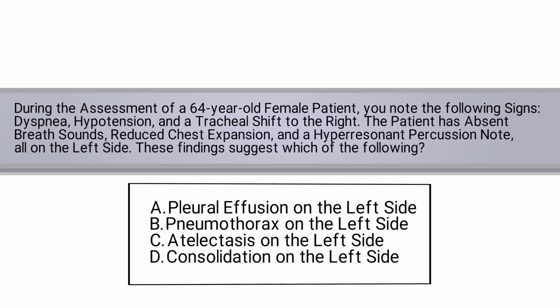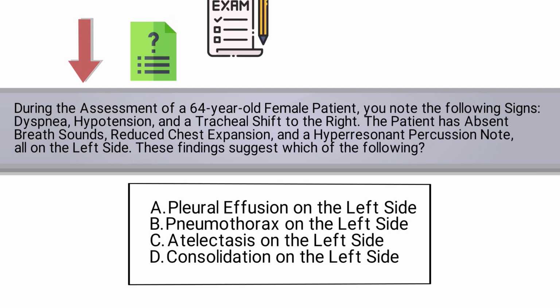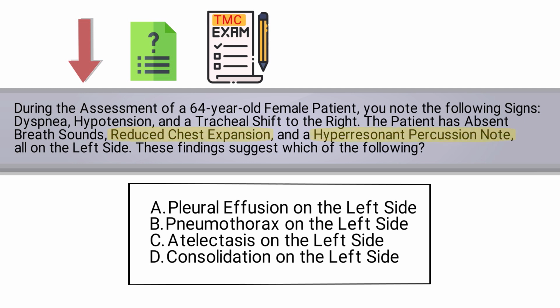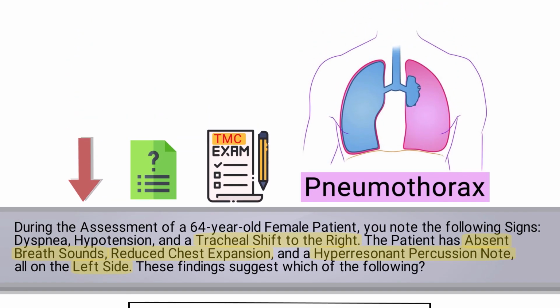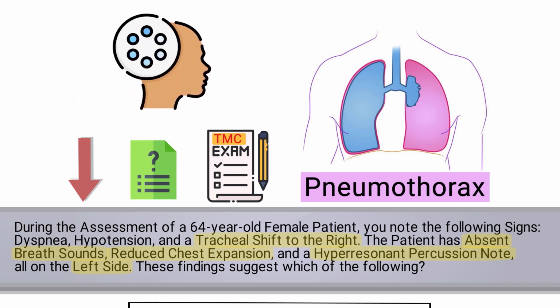To get this one correct, you needed to interpret all information provided in the question. This is a common question format that you'll see on the TMC exam. The question states that the patient has reduced chest expansion, a hyperresonant percussion note, and absent breath sounds on the left side. It also points out a tracheal shift to the right. All of these suggest that the patient has a pneumothorax on the left side, because remember, the trachea will shift away from the affected side when a pneumothorax is present.